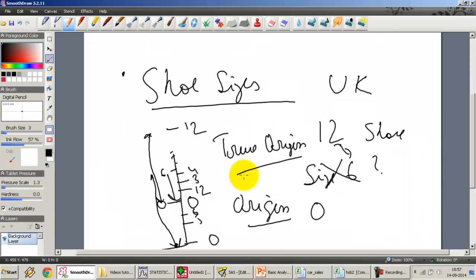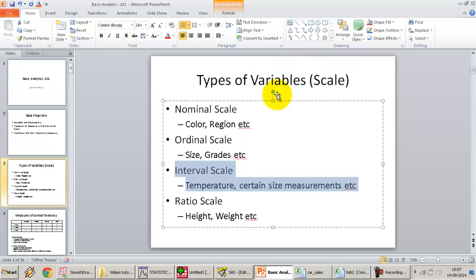Now, to be frank, we've talked about two examples, shoe size and temperature, as interval scale variables. They are not very commonly occurring in our data sets. You are unlikely to come across too many interval scale variables, and most of the assumptions of continuous or ratio scale will continue to work with interval scale as well.